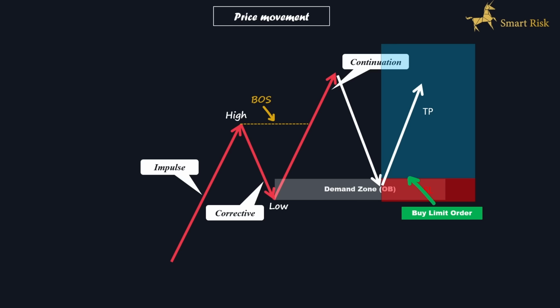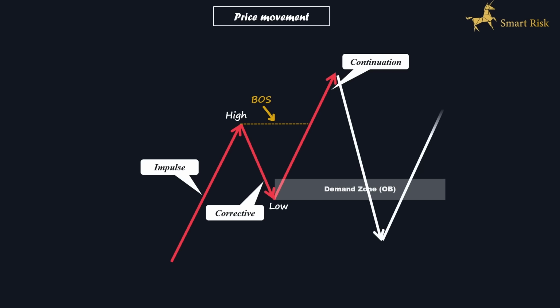However, let's imagine a scenario where our identified pullback proves to be invalid, mistakenly considered as a valid pullback due to its impulsive nature. In such a case, our identified order block loses its validity, and there is a high probability of the price triggering our stop loss. Now let's explore how to identify a valid pullback and the criteria and rules we need to consider.